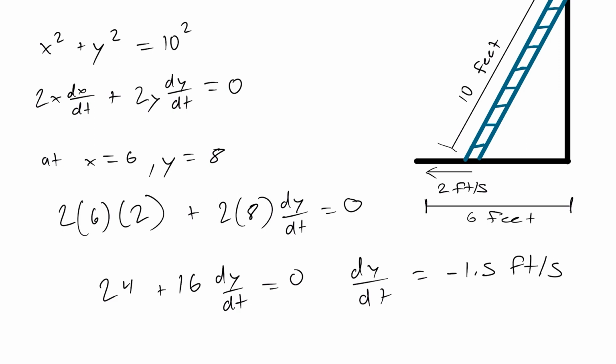And it's negative because it's obviously moving down. So when the base of the ladder is 6 feet away from the wall, the top of the ladder will be moving negative 1.5 feet per second down the wall. Let's try the next problem.